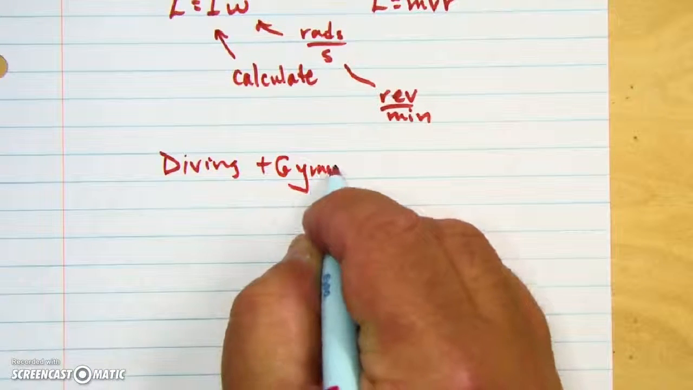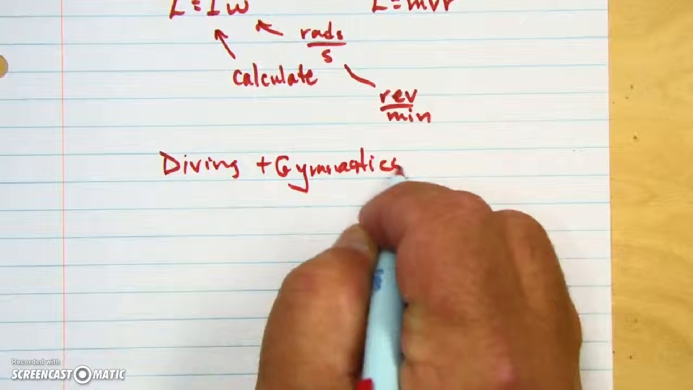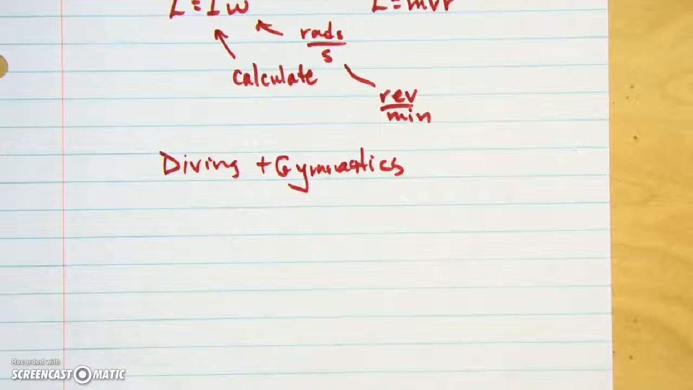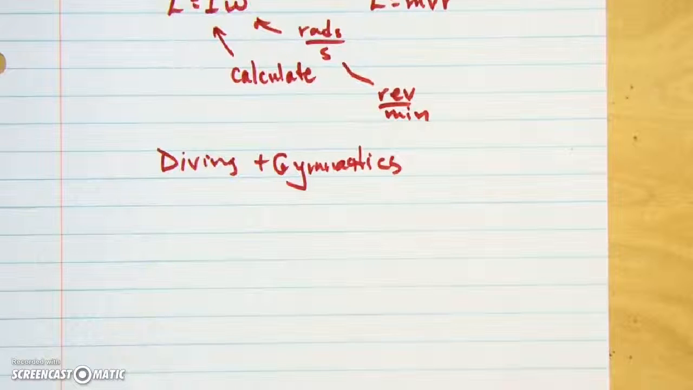Also, as they rotate their body in, as they pull their knees in when they're doing some type of flip, they're going to rotate faster. By extending themselves and changing their radius, they slow down. So that's how they can control themselves to do all sorts of flips and jumps and stuff like that. More in class.